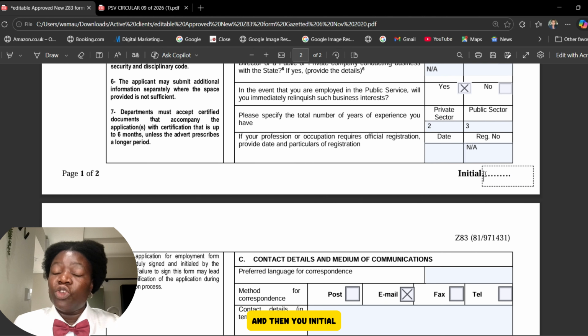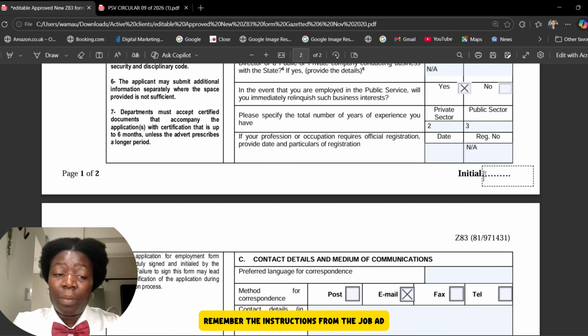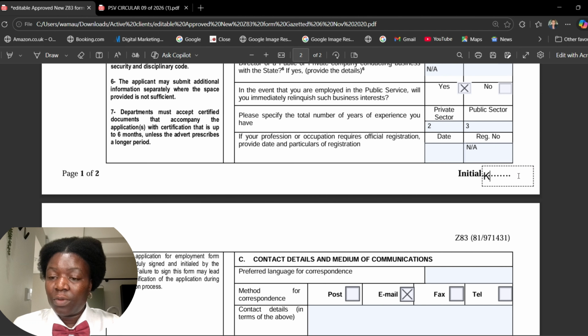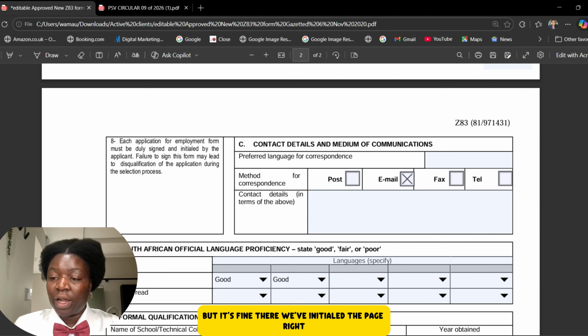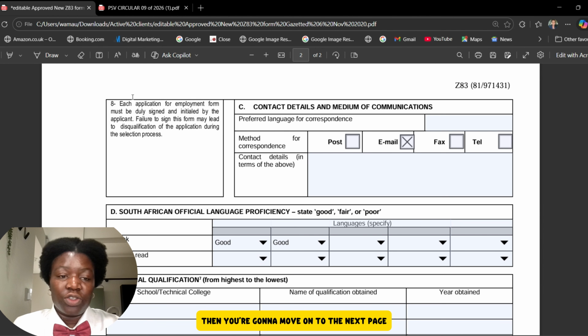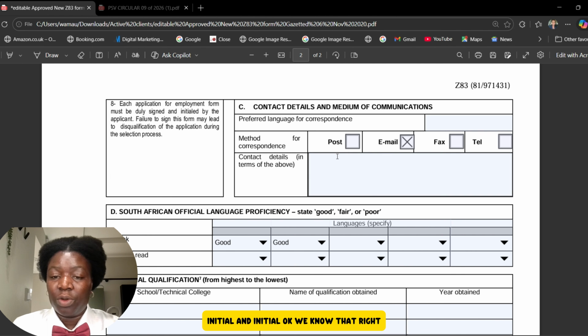And then you initial, remember the instructions from the job ad, you need to initial every single page, right? So you're going to put your initial there, right, on the page. I'm trying to move it up, but it doesn't want to. Okay, but it's fine. There we've initialed the page, right? Then you're gonna move on to the next page. Each application of employment form must be duly signed. Okay, initialed. Okay, we know that, right?